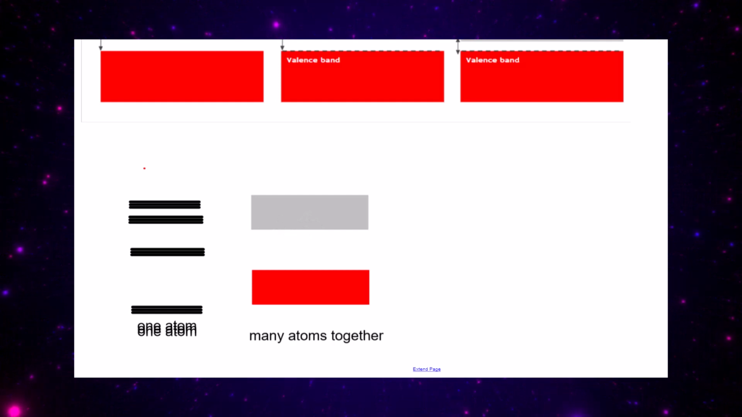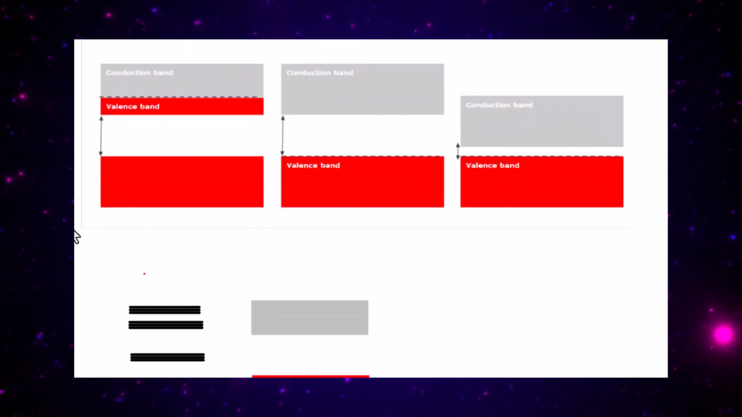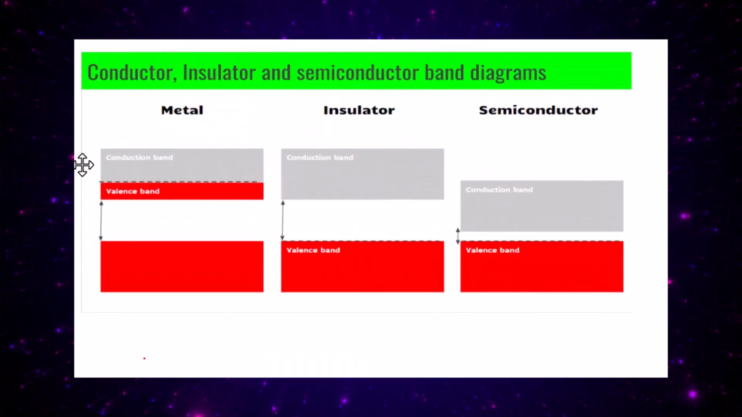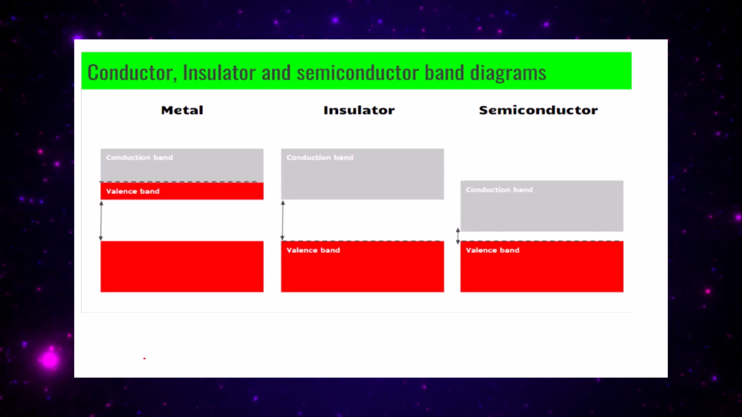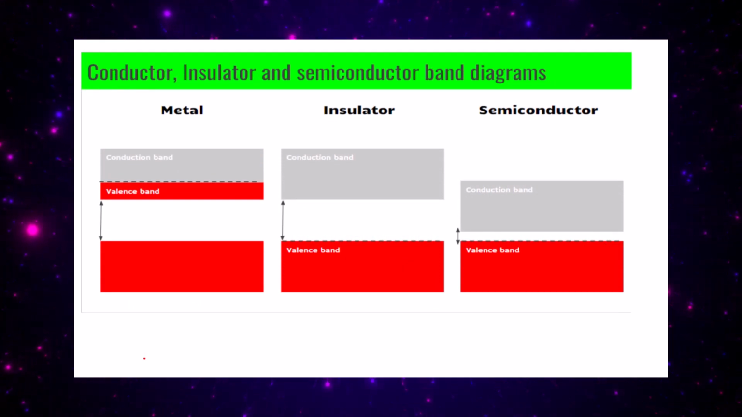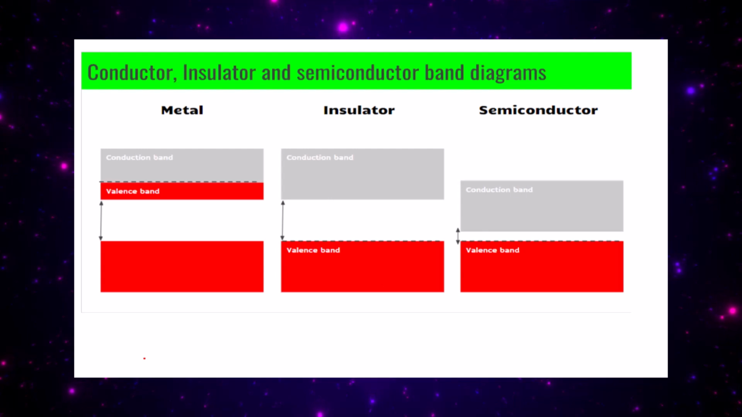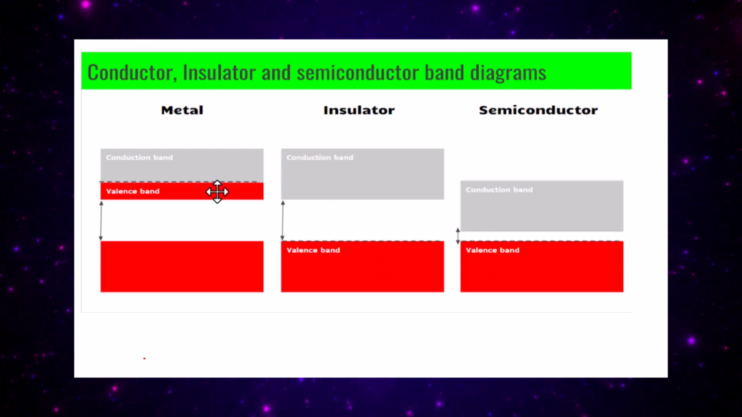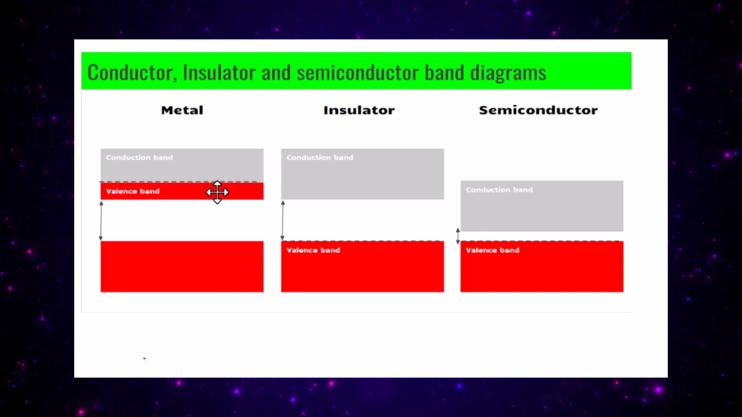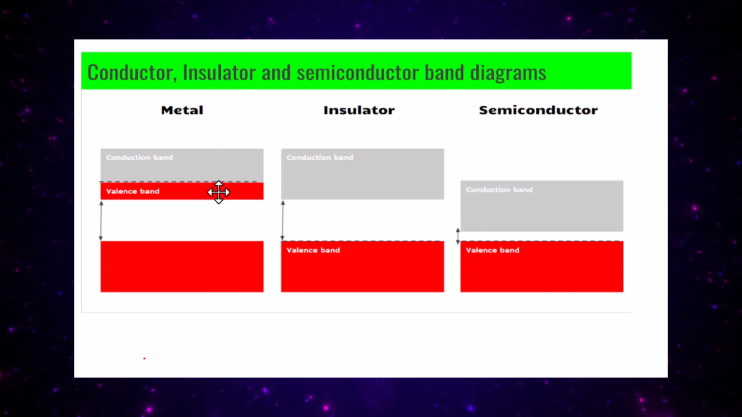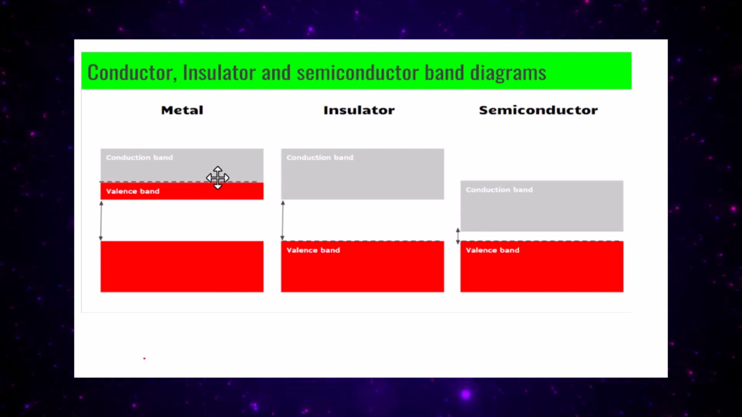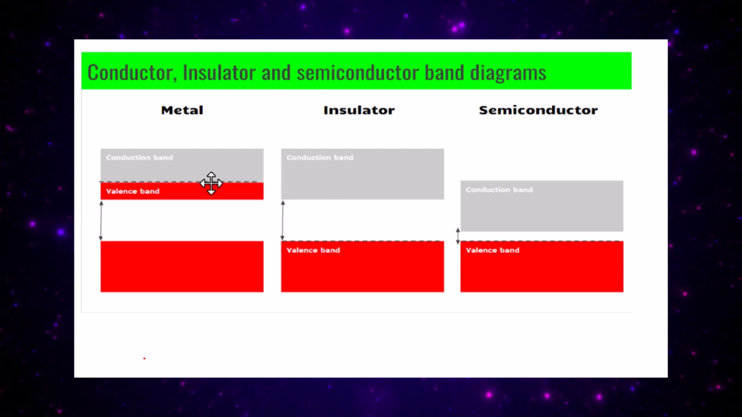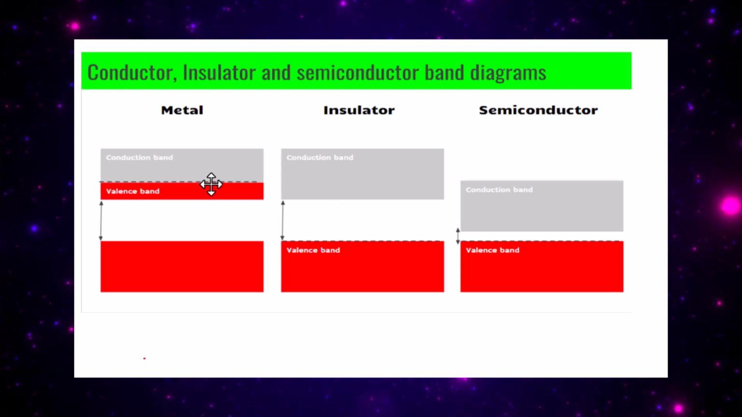So knowing that, let's go back to our diagrams of the three materials which we've studied: a metal, an insulator and a semiconductor. Now a metal is an excellent conductor. Why? Because its valence band is almost overlapping the conduction band, and it doesn't take any energy for the electrons in this valence band here to move into the conduction band. And once the electrons are in the conduction band, then you're going to get a good conductor.